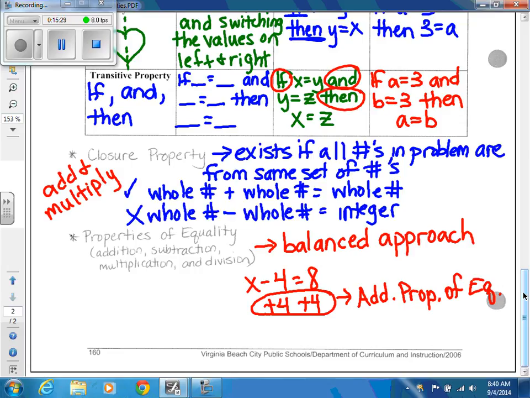So take this sheet, study your properties, come back with any questions you may have, and we'll see what we can do in terms of getting you squared away on all of them.